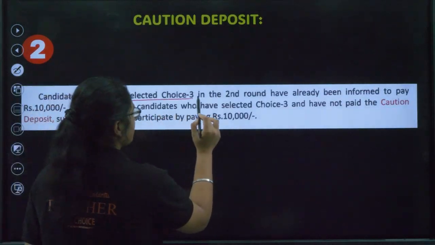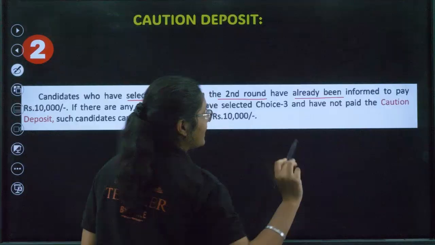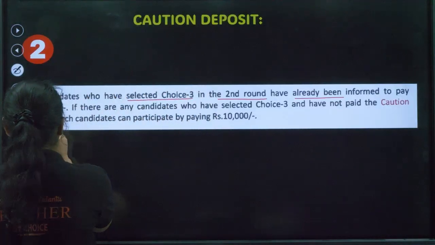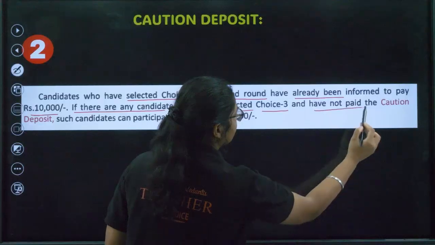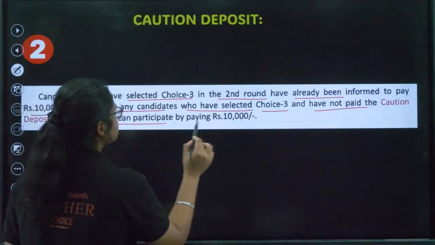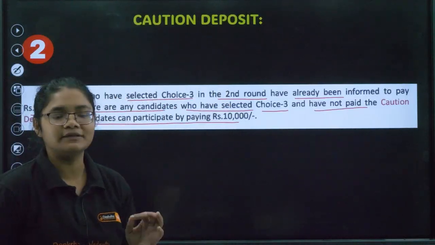Candidates who have selected choice 3 in the second round and have already been informed to pay the rupees 10,000. If there are any candidates who have selected choice 3 and have not paid the caution deposit, such candidates can participate by paying rupees 10,000.